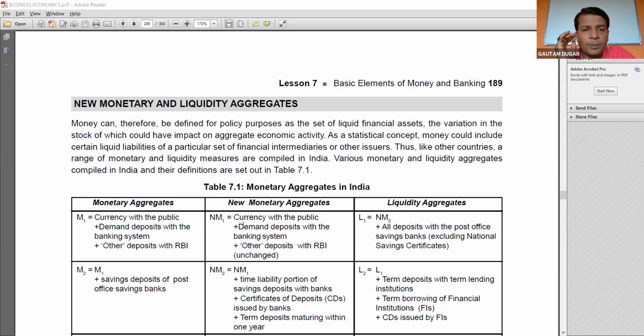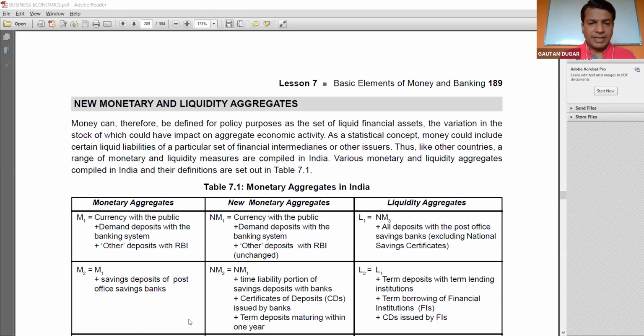M2. M2 is M1 plus savings deposits of the post office savings bank. It's not only the commercial banks in India. We have a lot of post office bank accounts and huge deposits are maintained over there because our economy being more of an agricultural economy, we have a lot of post offices in the villages where we can open up savings accounts. So M2 is M1 plus savings deposits of the post office savings bank. So the value of M2 will be bigger than M1.